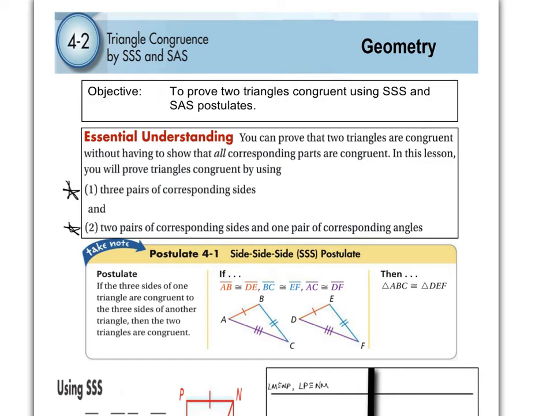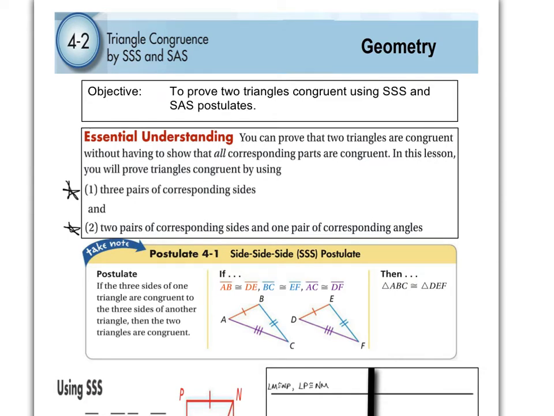This is the intro to section 4.2, part 1, where we're going to talk about triangle congruence by SAS and SSS. Now, the objective here: we're going to prove that two triangles are congruent by using side, side, side, which is SSS, and side, angle, side postulates, which is SAS.